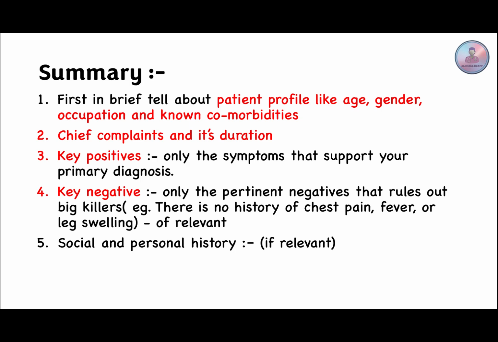Next comes the summary. How to structure your summary. First, tell in brief about patient's profile like age, gender, occupation, known comorbidities. Second is the chief complaint and its duration. Key positives, that is, only the symptoms that support your primary diagnosis. Key negatives, only the pertinent negatives that rule out your big killers. That is, for example, there is no history of chest pain, fever, or leg swelling.